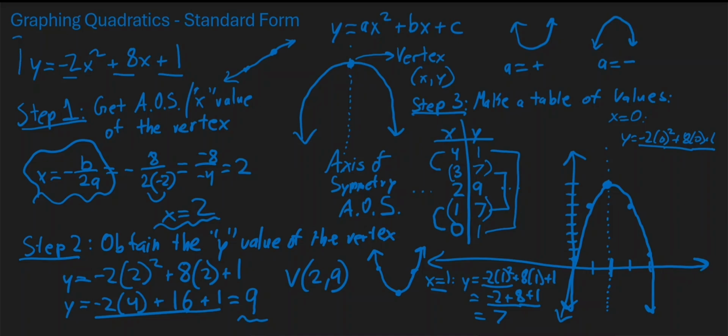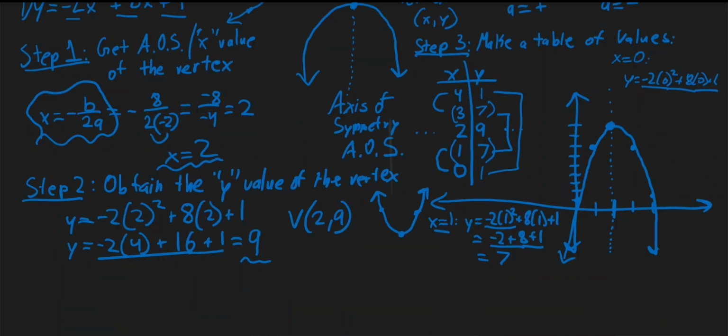Let's move on to graphing a second quadratic. It's all the same process. If you just follow this 3-step process, then you can graph any quadratic if it's in standard form. All right, so now number 2. Let's graph y equals 3x squared plus 12x plus 5.